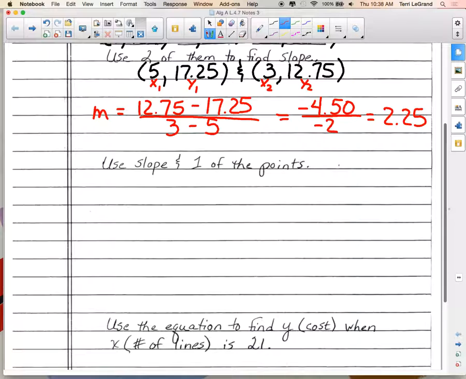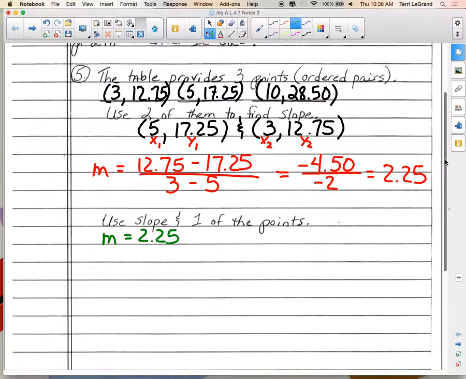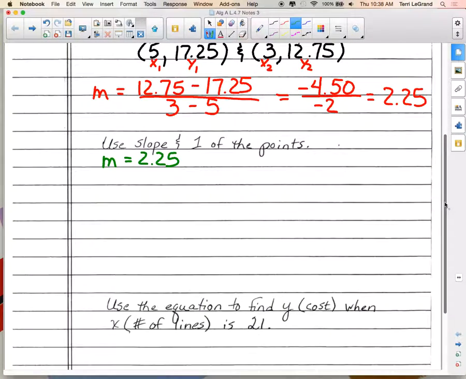So now that we know our slope, we'll move down to our next step, which is writing an equation in point slope form. So m equals 2.25. Remember, we've got 3 points to choose from. Sydney, you get to choose the point we're going to use this time. $10 and $28.50.